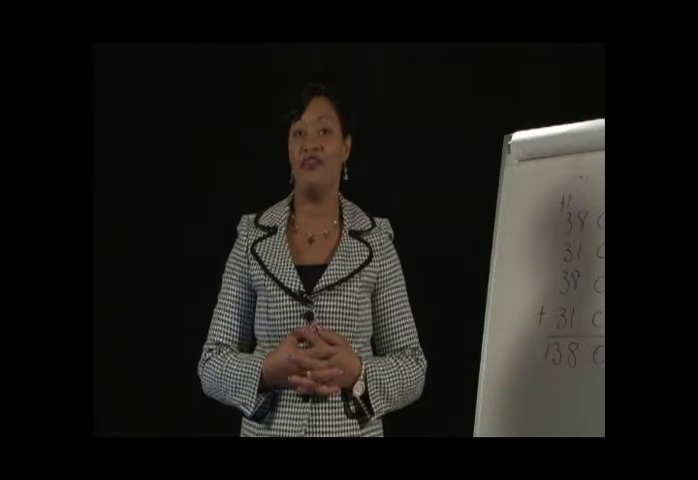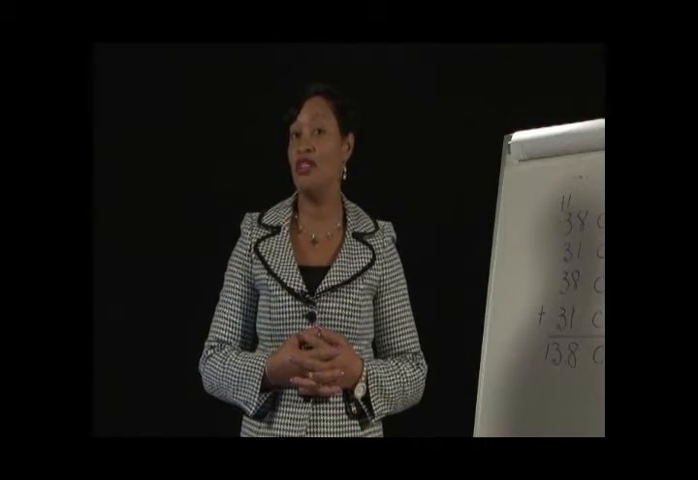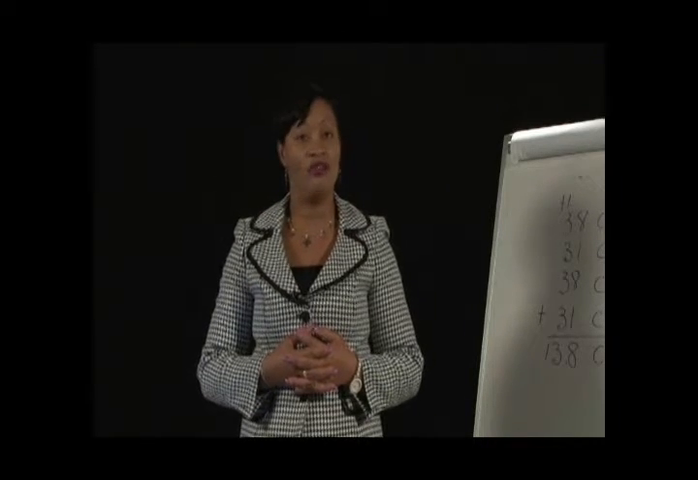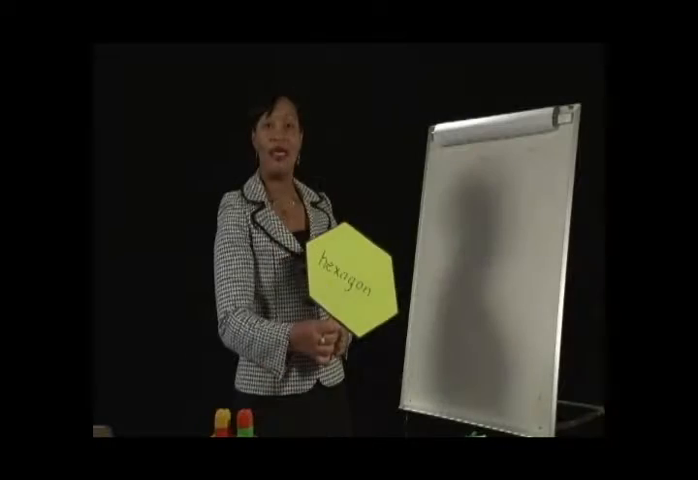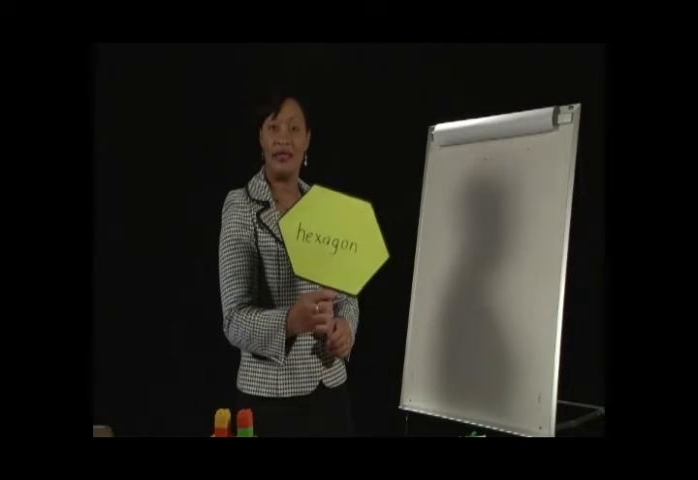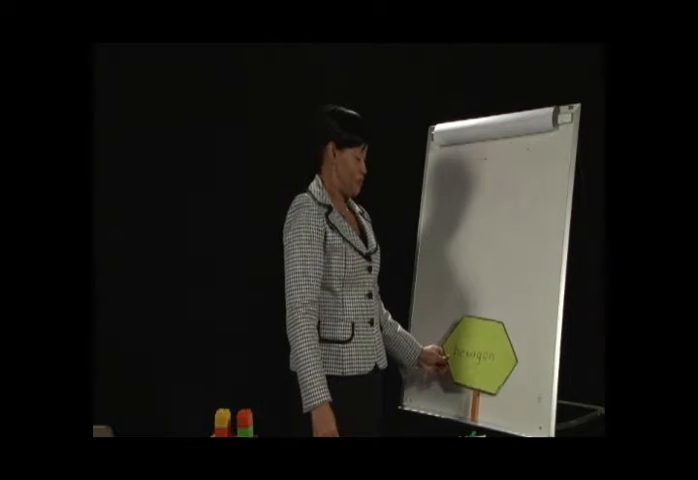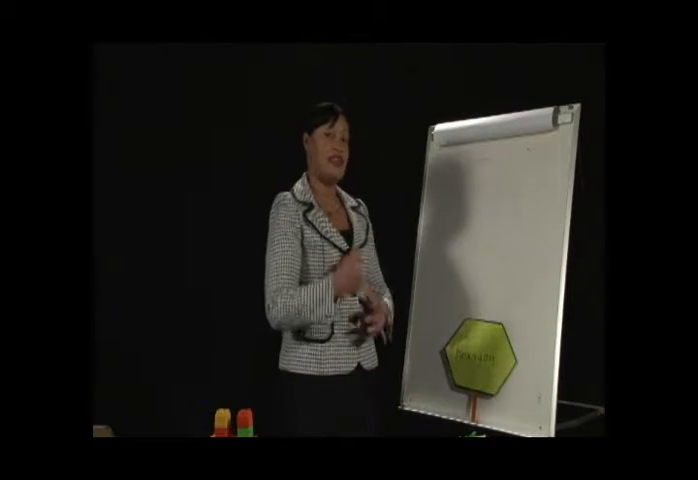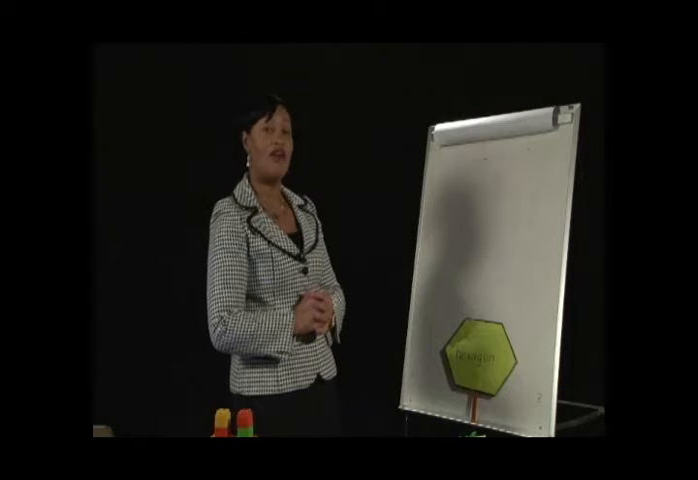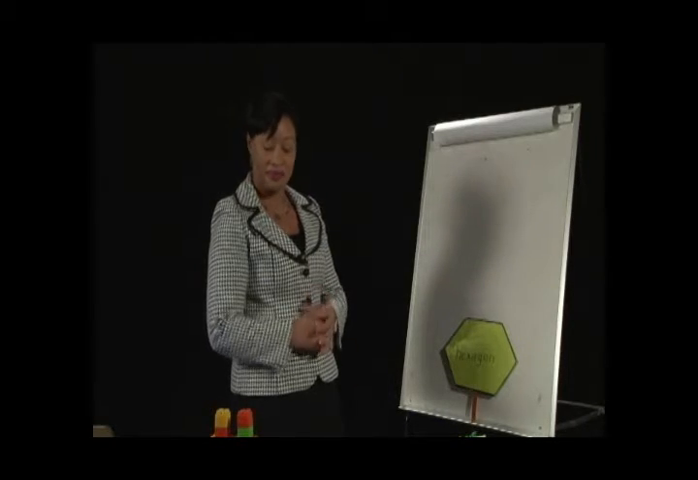I know you're having fun. Now let's move on to find the perimeter of some other shapes. Here we have a hexagon. I'm going to place it on the board. And let's see if you can find the perimeter of this hexagon.